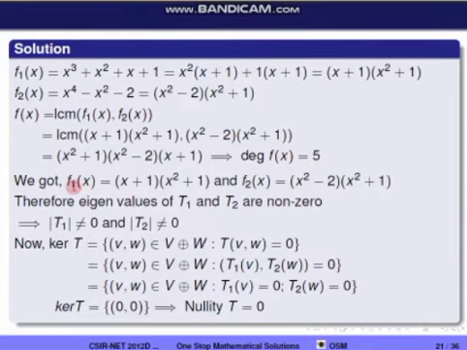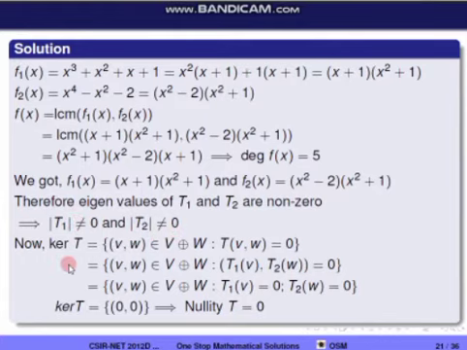And we got f1 of x is equal to (x plus 1) into (x square plus 1), and f2 of x is equal to (x square minus 2) and (x square plus 1). These are minimal polynomials, and the roots of minimal polynomials are eigenvalues. So we got here that eigenvalues are non-zero, and the determinant is equal to the product of eigenvalues. So eigenvalues are non-zero, therefore the determinant is non-zero for both of them. That is, determinant of T1 not equal to 0 and determinant of T2 not equal to 0.